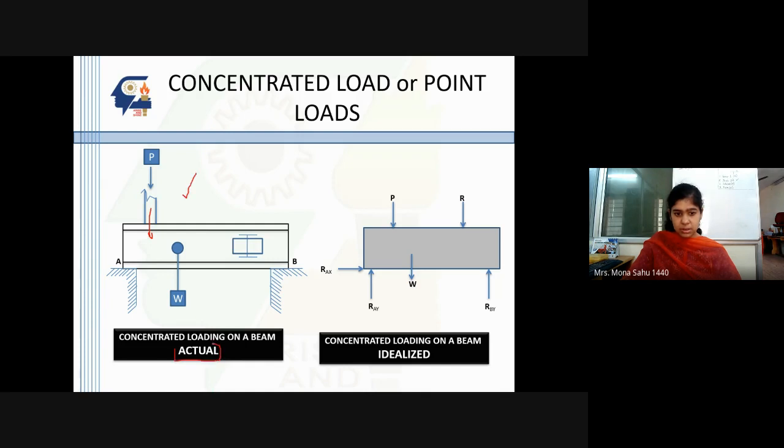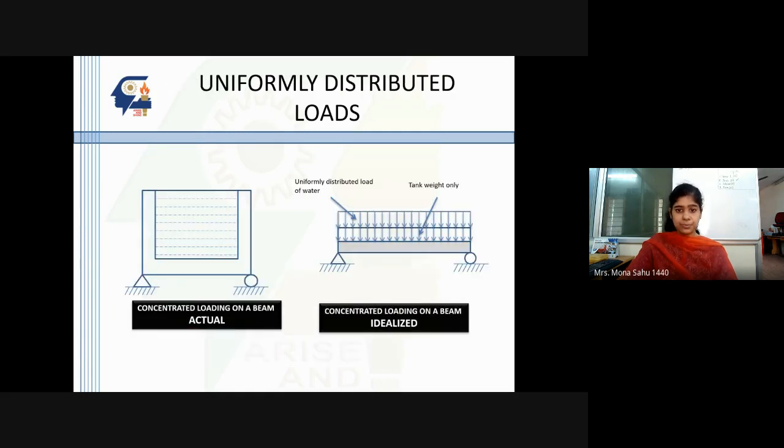And this one is the idealized, that means the free body diagram. All of us have learned what is a free body diagram last year. So this is known as the free body diagram. So all these forces, these loads will act at a point. So it's a point load.